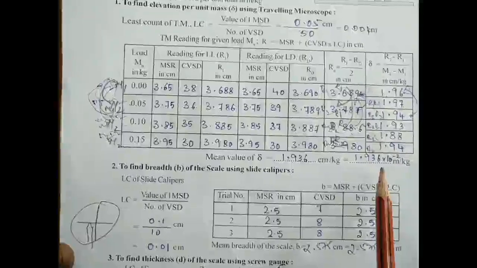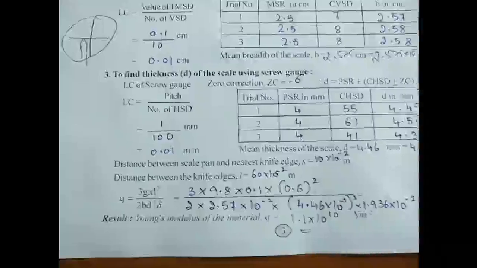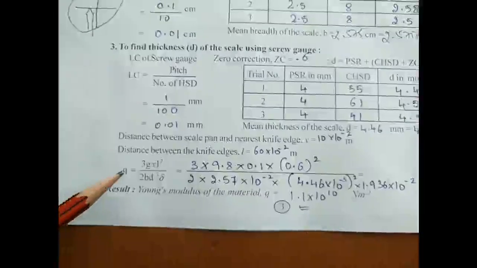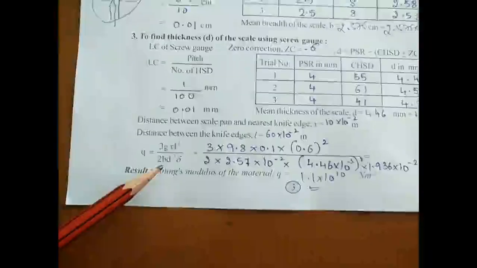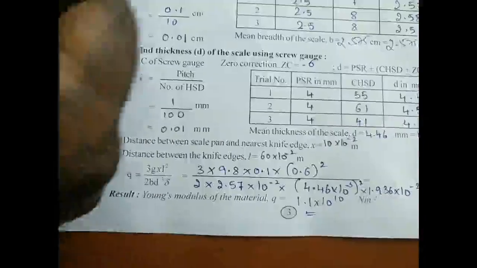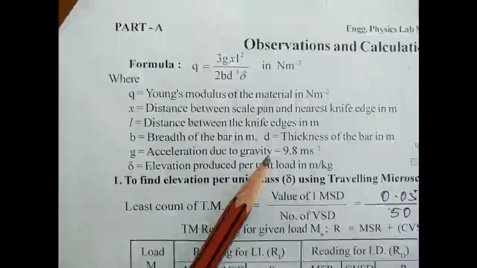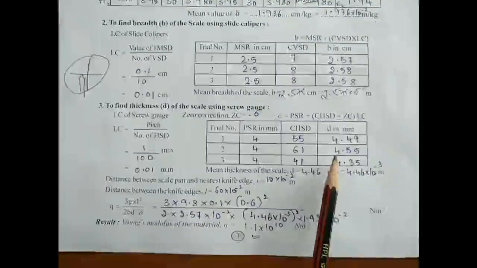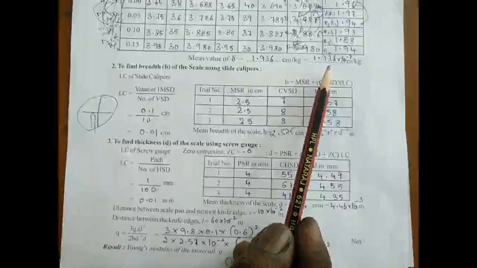You write it down, and convert it to meters. Now the Young's modulus you have to calculate using the formula. This is the formula: Young's modulus Q is equal to 3gxL squared divided by 2bd cubed delta. g is the acceleration due to gravity, the value given here, 9.8 meters per second squared, x is already known here, and L is already noted here, and b is the average breadth, and d is the average thickness. So delta is the average elevation that we calculated here.